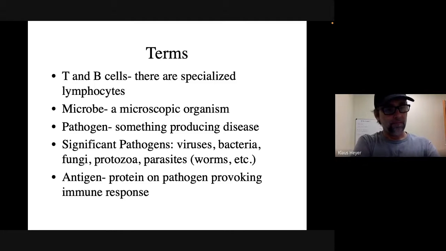So, and then we have this term antigen. So an antigen is just a piece of the microbe, or it's a piece of the pathogen. So if you get coronavirus, right, what's in you? The virus. Our body doesn't respond to the whole virus, the whole coronavirus. It responds to little pieces of it, little proteins that are on that. And that's the antigen.